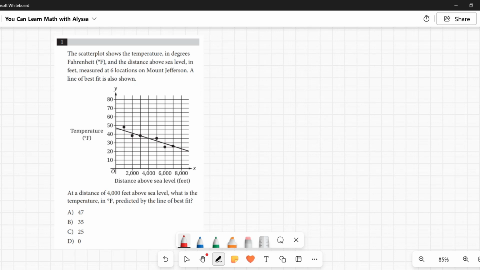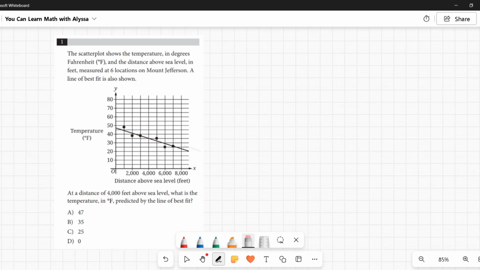So the dots that we see, anytime we have a scatter plot, it's just dots of data. So we have these 1, 2, 3, 4, 5, 6 dots, and they are showing these 6 locations, their distance above sea level, and what their temperature was. A line of best fit in a scatter plot is a line that is trying to show an overall trend. When it's the best fit, it's the line that, when you draw it through all the points, has the shortest average distance vertically from each point.